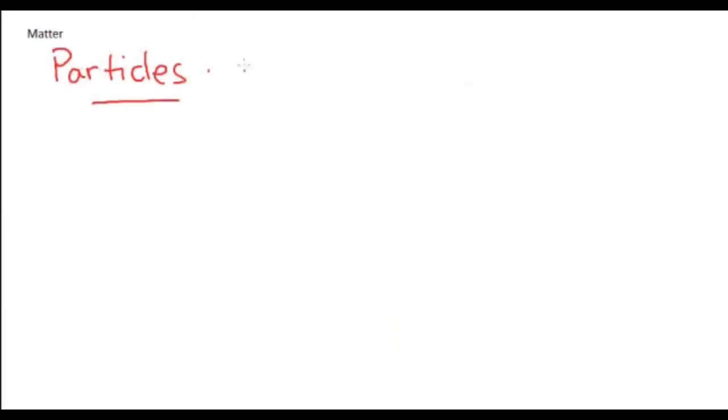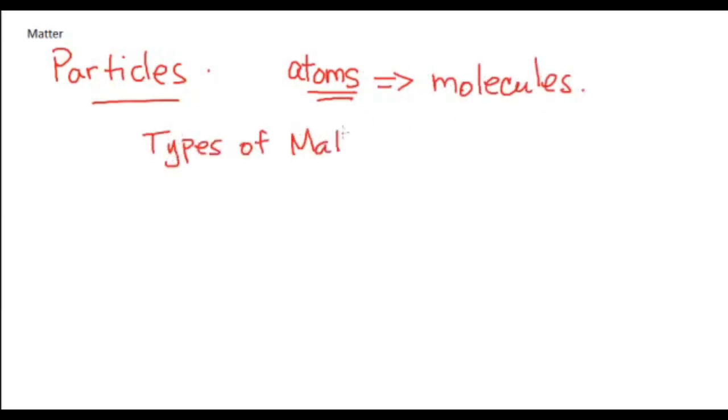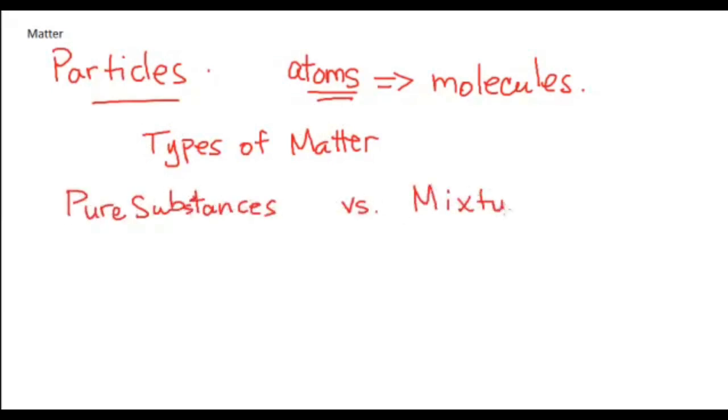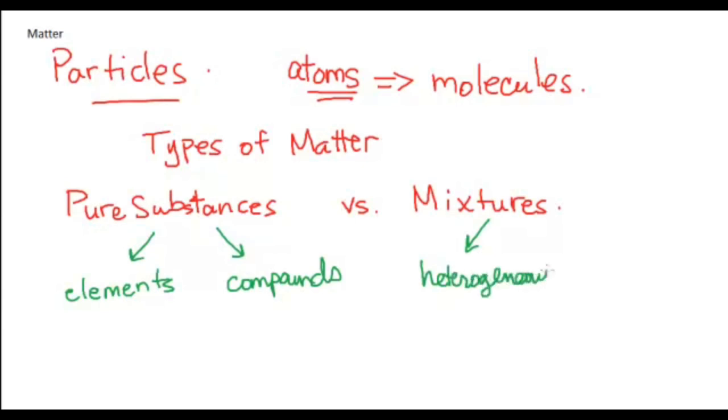All right, let's look a little bit more in detail about these particles. We now refer to particles as either atoms or molecules. Atoms make up molecules. We can talk about the types of matter being in two different general, broad categories: pure substances and mixtures. A pure substance can be classified as either an element or a compound, whereas mixtures are either heterogeneous or homogeneous.